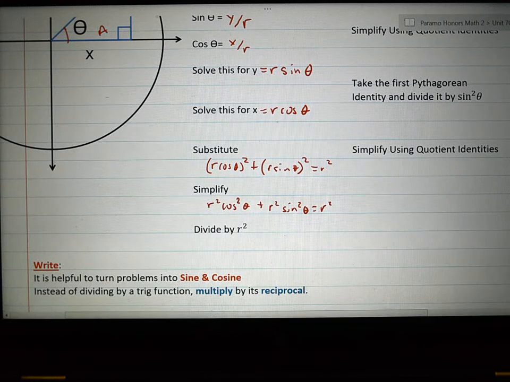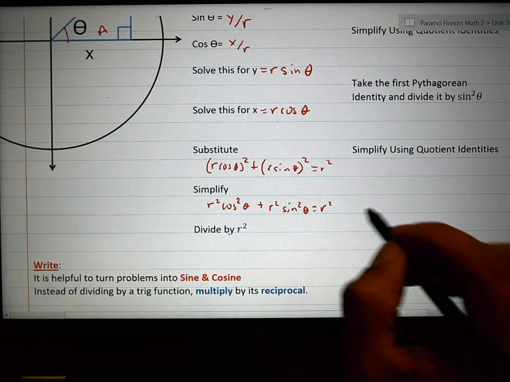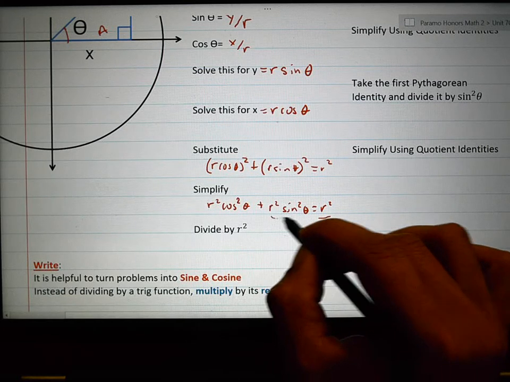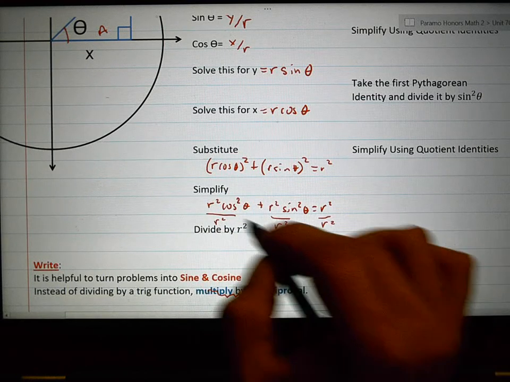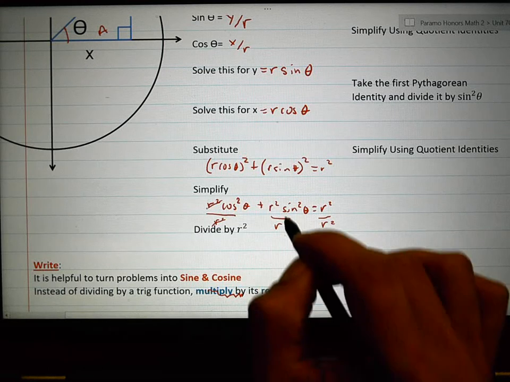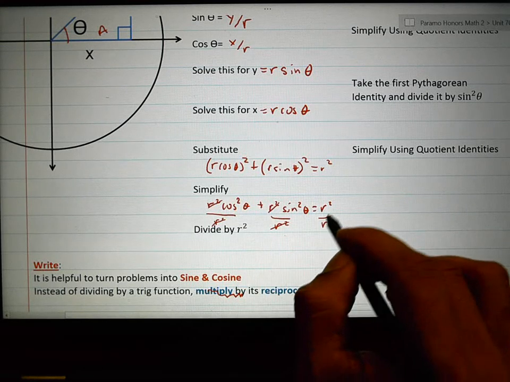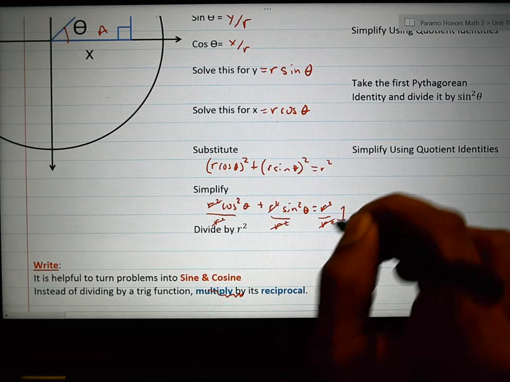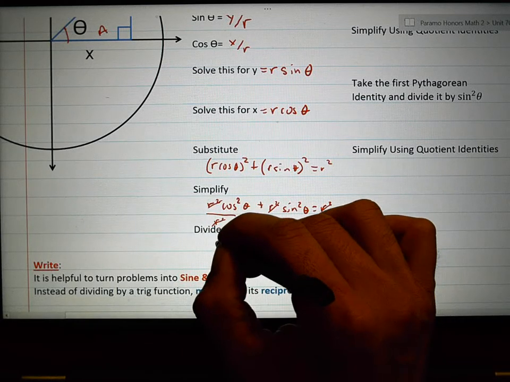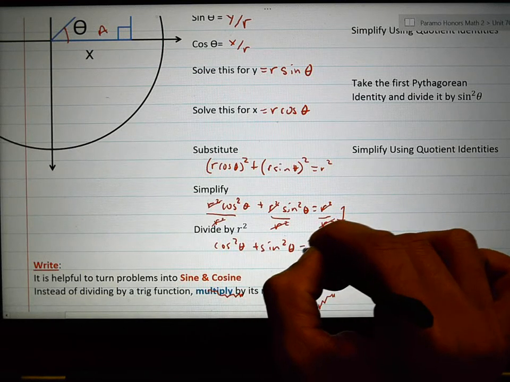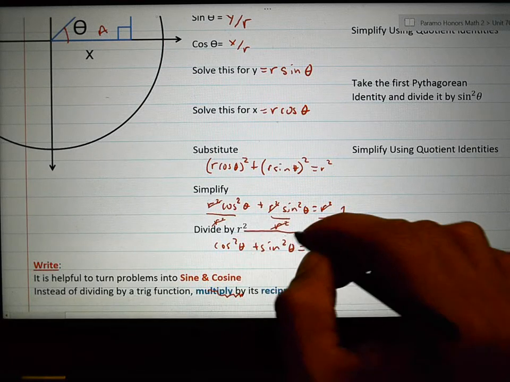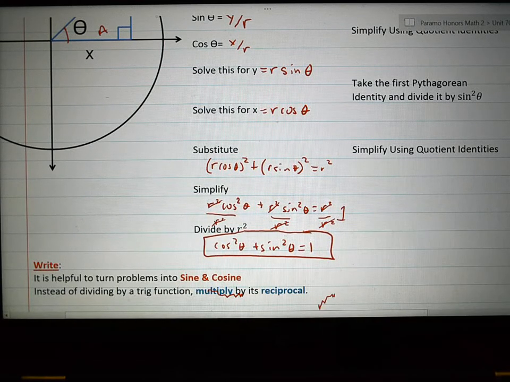The last thing I get to do is divide by r squared. What happens when r squared goes into r squared? It becomes 1. And guess what I get? I get cosine squared of theta plus sine squared of theta is equal to 1. And this is your first Pythagorean identity. Make sense? That's where it comes from.